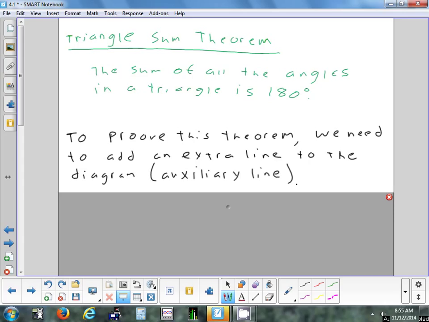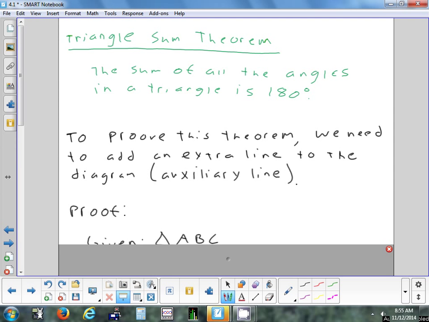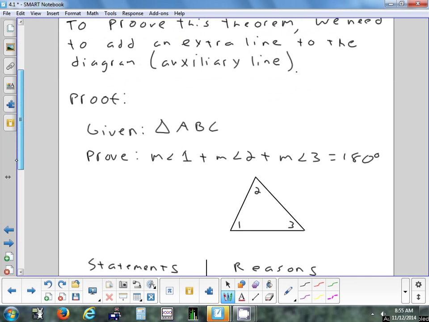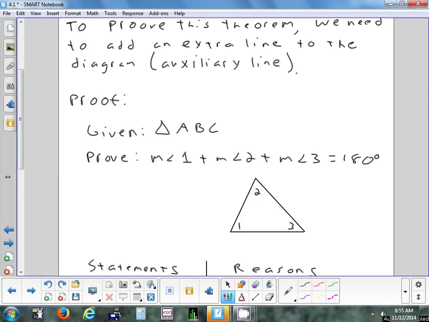But to prove it, we not only need to draw a triangle, but we need to draw in an extra line. Okay, one extra line. When you draw this extra line in a diagram or a proof, it's called an auxiliary line. It's not part of the original picture, but you need it to prove what you're trying to prove. Okay, so here's our triangle. I'm telling you that this shape is a triangle. That's all that's given.